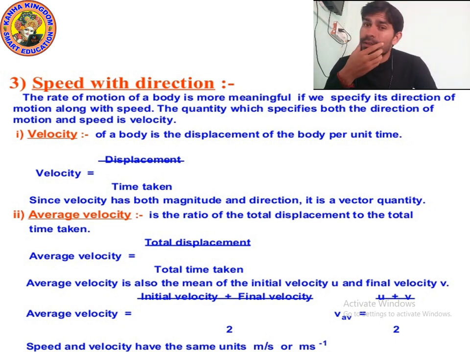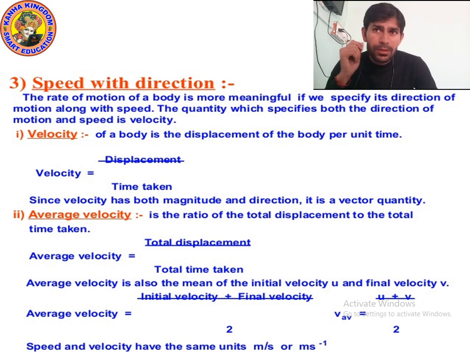So we can say that average velocity is the ratio of total displacement to the total time taken. Average velocity is also the mean of the initial velocity and final velocity. So if you are given the initial velocity and final velocity, then you can easily calculate the average velocity.